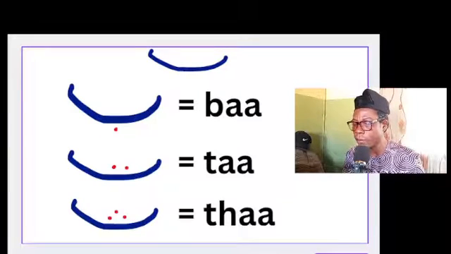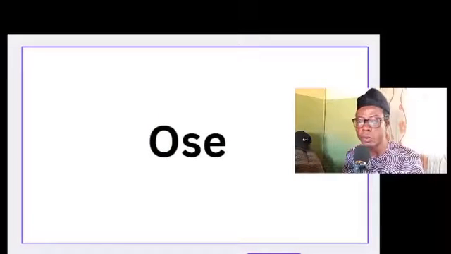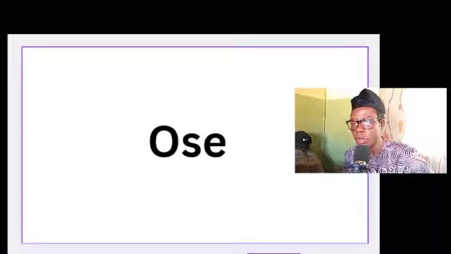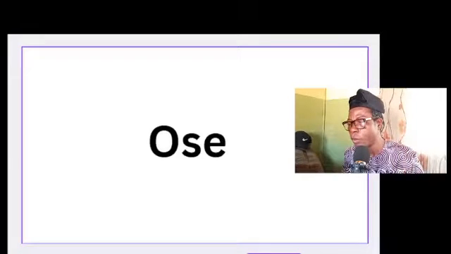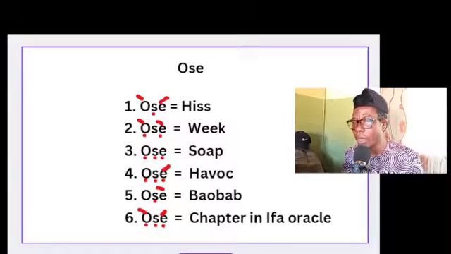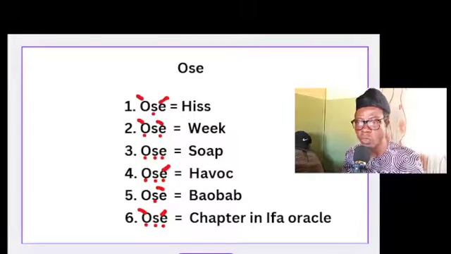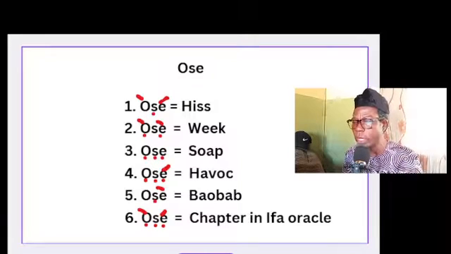So in the first part, what I did was to show this. You can watch the first part, but just to quickly go over what we did. This Ose in Yoruba could mean 6 things. 1, Oṣe. 2, Ose. 3, Oṣé. Oṣe is a hiss, if you hiss like that. The second one is Ose, which is weak. The third one is Oṣe, which is soap. The fourth one is Oṣe, havoc. And the fifth one is Oṣe, which is baobab, the baobab tree. And the sixth one that I'm showing you on the screen now is Oṣe, a chapter in the Ifa Oracle.